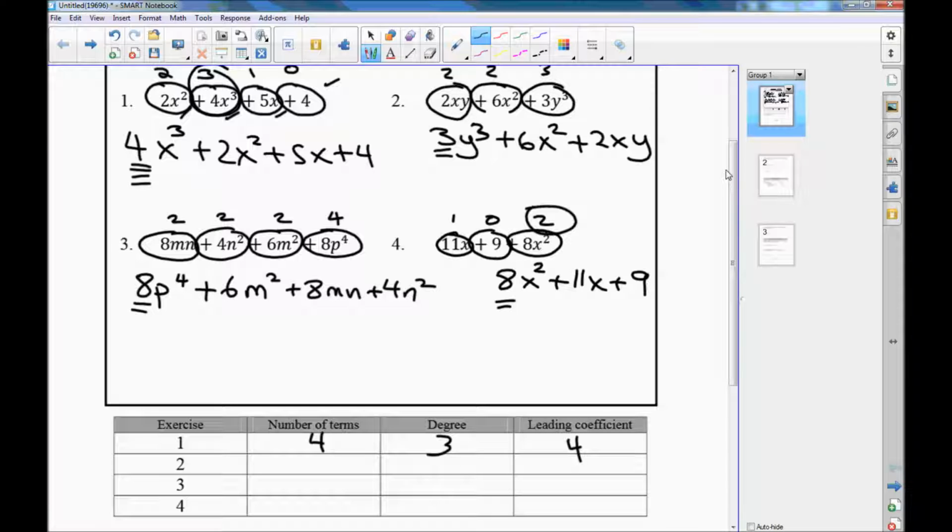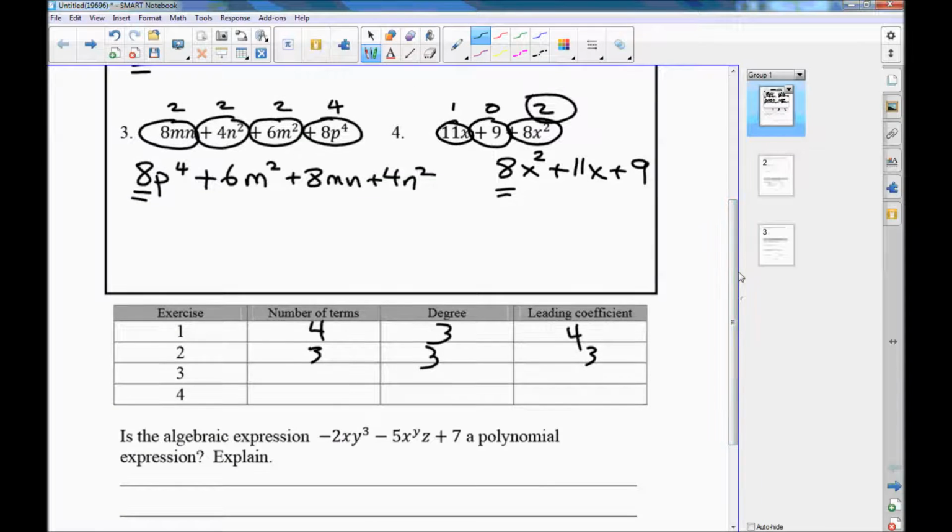Okay. For number 2, we have 3 terms. The degree is also 3. And the leading coefficient is also 3. Not 3 right there. In number 3, there are 4 terms. The degree is 4, and the leading coefficient was 8. And in our last one, we have 3 terms. The degree was 2, and the leading coefficient was once again 8.